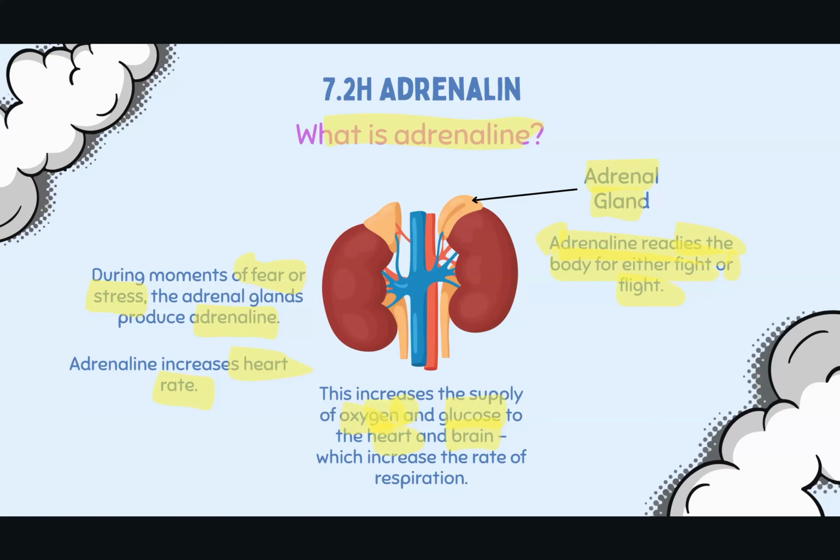So if we're in a situation where we're scared or we're stressed, our body needs to either be able to fight or run away. So if we're in physical danger, this hormone is released and it either increases the speed at which we run away or it gives us that little bit of an extra boost to fight. So adrenaline prepares our body for stressful and fearful moments.